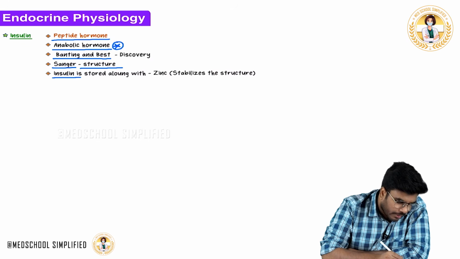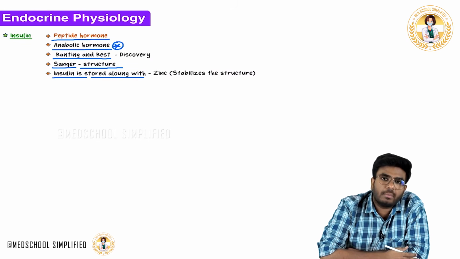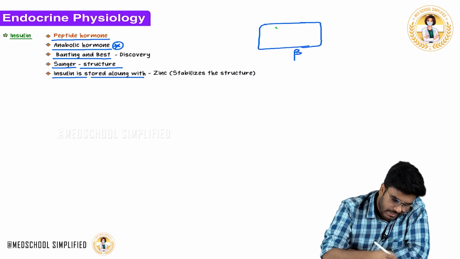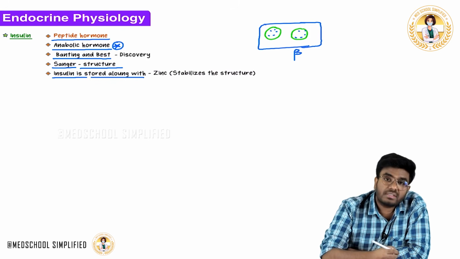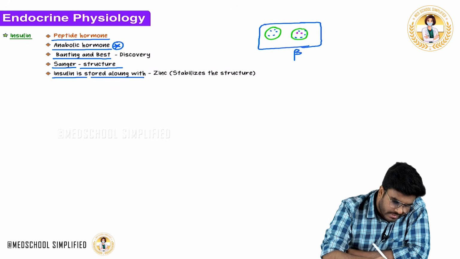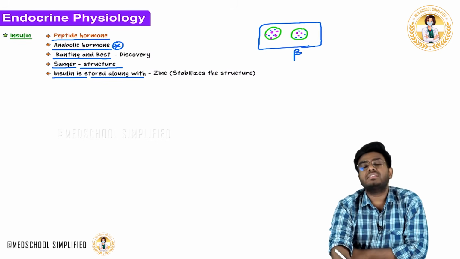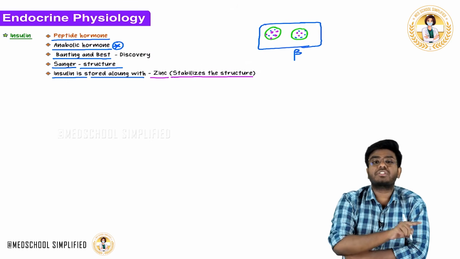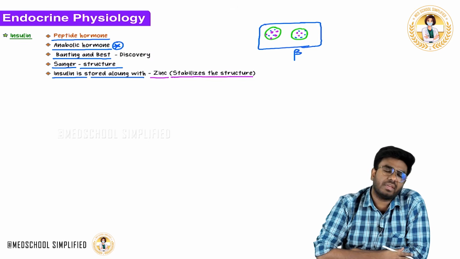Now, the insulin molecule is stored along with which ions? Let me show you. If this is the beta cell of the pancreas, in this beta cell there are vesicles present, and insulin is inside these vesicles. This insulin molecule is present along with some ions, the zinc ions. Why with zinc ions? Because zinc stabilizes the structure. The zinc stabilizes the proper structure of insulin.